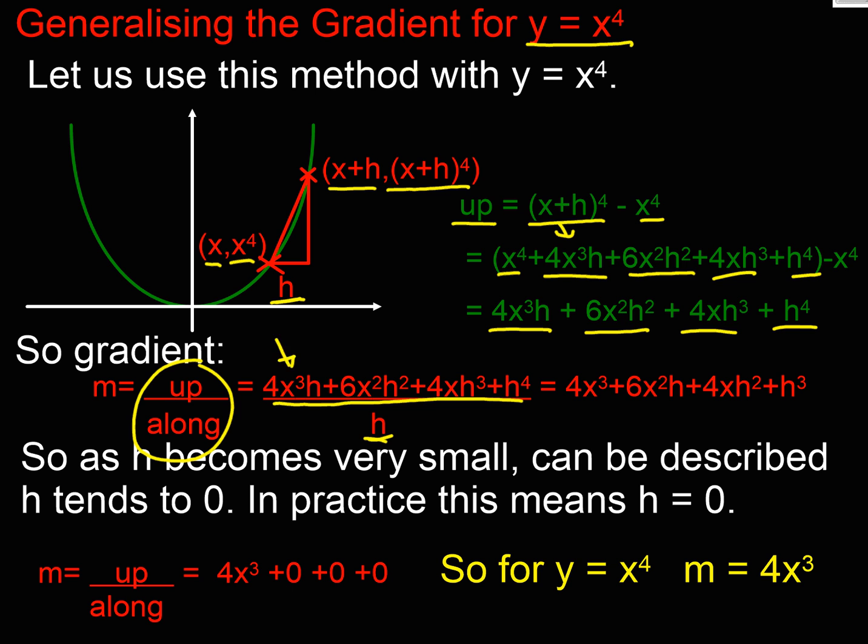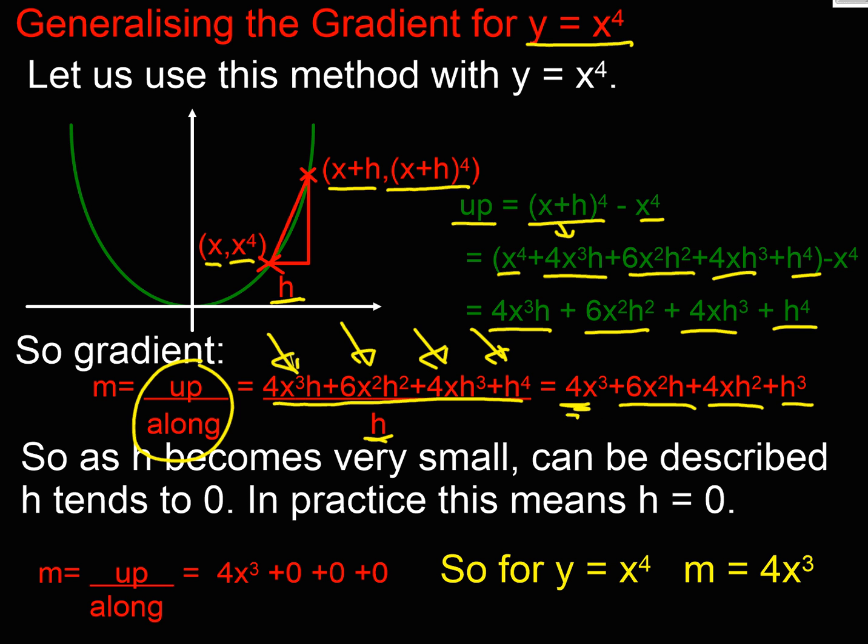So the first term is 4x cubed h divided by h. Well, that cancels out the h, doesn't it? So our first term is 4x cubed. Our second term has h squared divided by h, so that's going to become 6x squared h, and the next term has h cubed divided by h, so that's going to be 4x h squared, and finally we've got h to the 4 divided by h, which is just h cubed, isn't it?